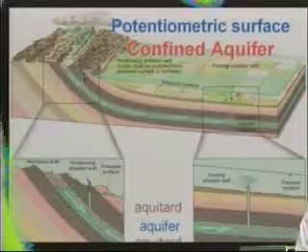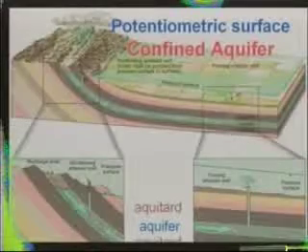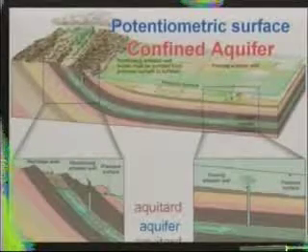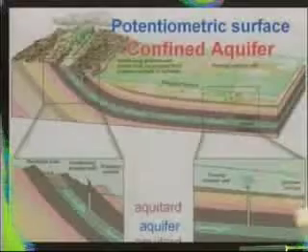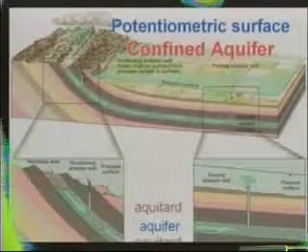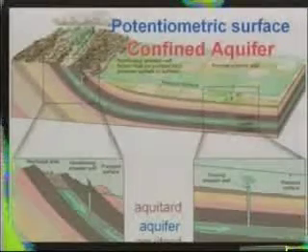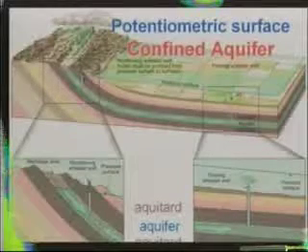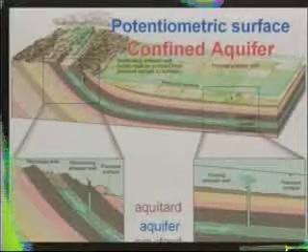The level to which that water will rise is called the potentiometric surface, and they show it with a kind of imaginary plane of blue across the top, and you see it as the blue line in the cross sections. So now let's take a look at the left-hand side of the picture.